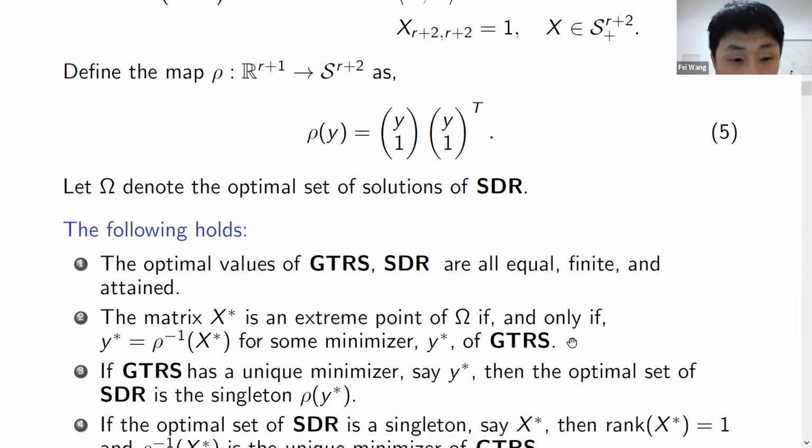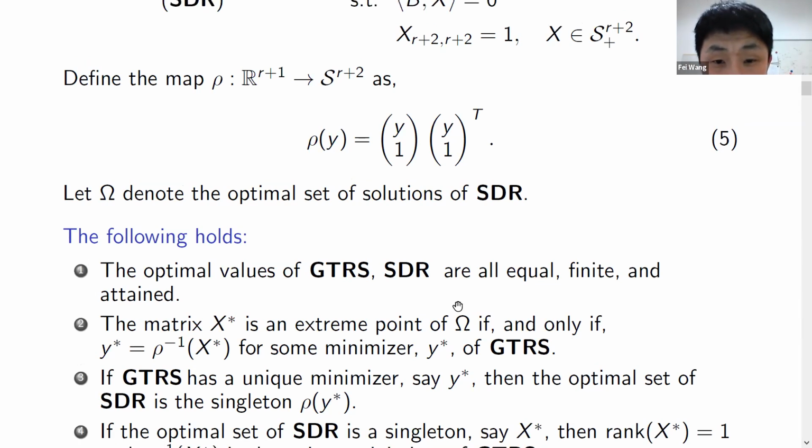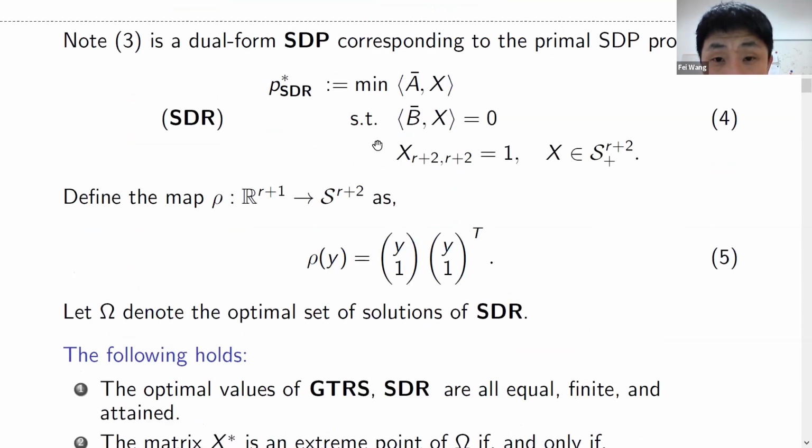So that is, if we find a minimizer y of GTRS, then there is a corresponding extreme point in the SDP relaxation, SDR. In addition, using the Pataki inequality, we can prove that this extreme point of omega is always rank 1, because there are only two constraints.